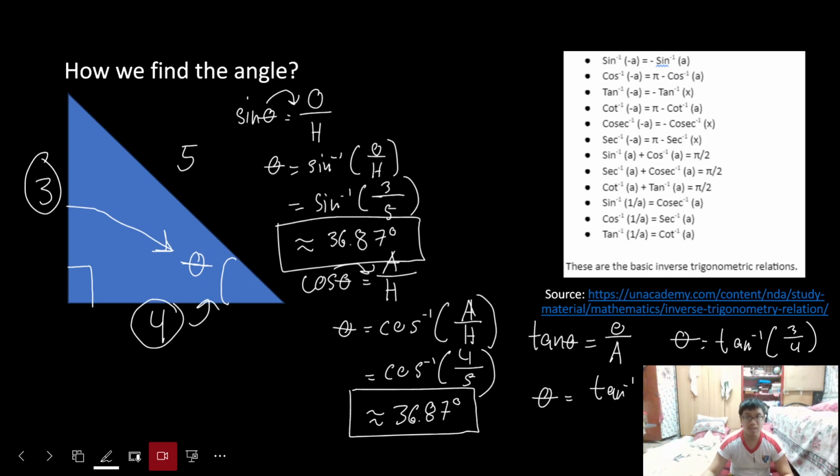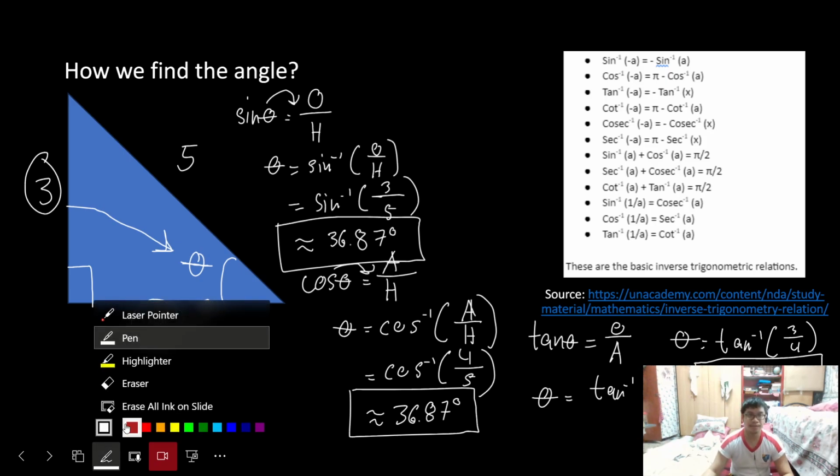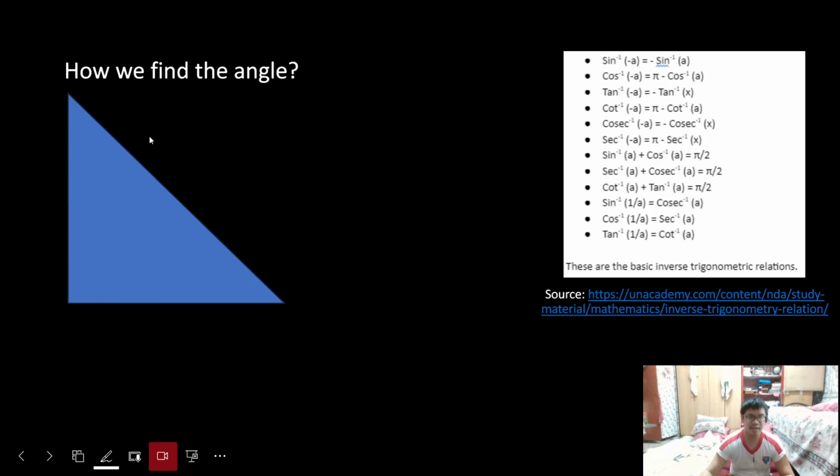And we will do the same thing to the other trigonometric ratios. Okay? So now let me erase everything and rewrite the drawing here. 5, 4, angle, and 3.